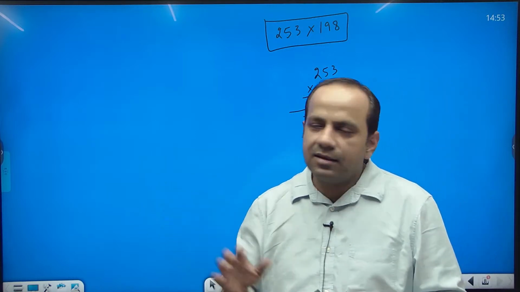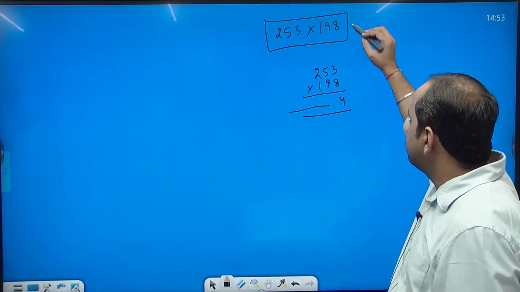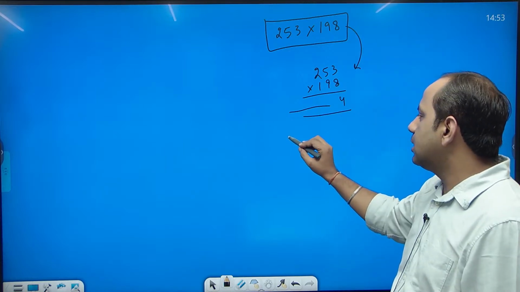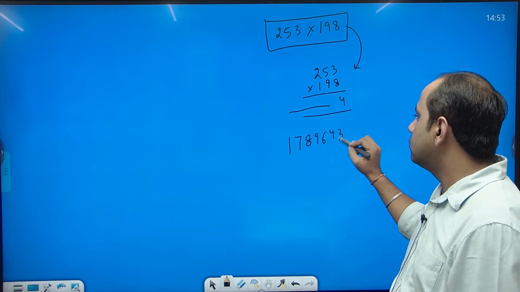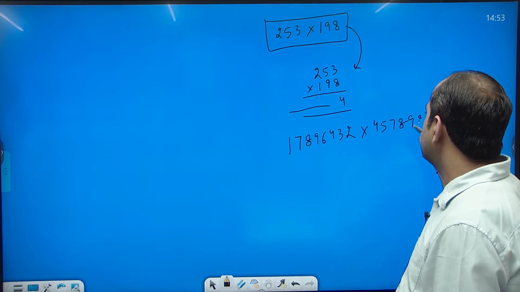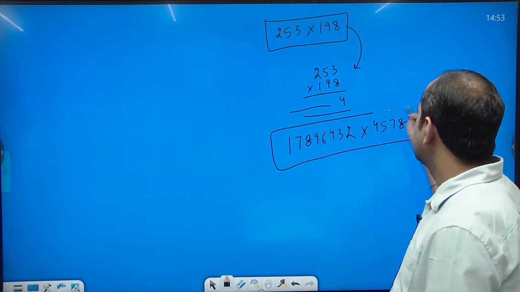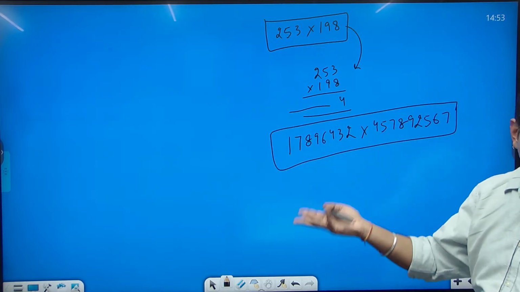We have many applications of this number system topic, so you must understand all these concepts very thoroughly. If I say that I need to calculate the unit digit of 17896432 into 45789256, there is no need to write such a long number.